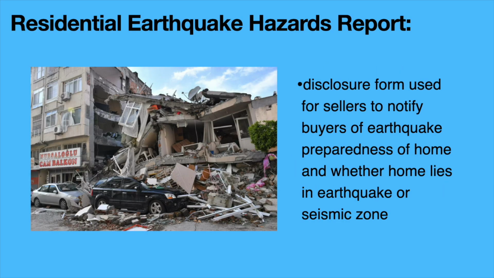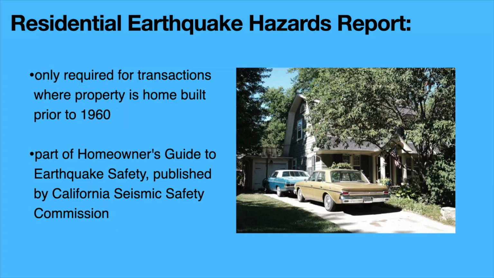The Residential Earthquake Hazards Report is a disclosure form used for sellers to notify buyers of the earthquake preparedness of a home and whether the home lies in an earthquake or seismic zone. The Residential Earthquake Hazards Report is only required for transactions where the property is a home built prior to 1960. The disclosure form is part of the Homeowner's Guide to Earthquake Safety, published by the California Seismic Safety Commission.